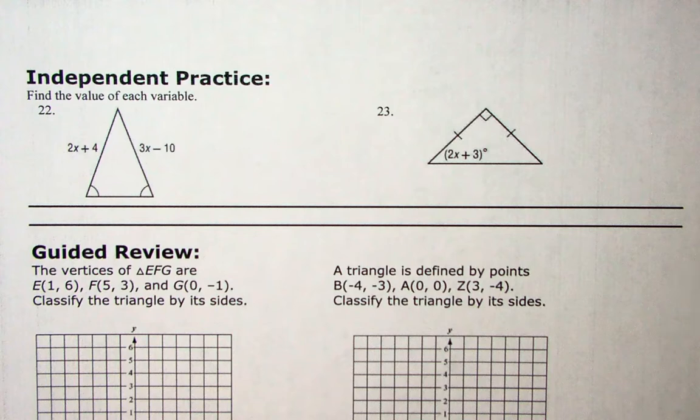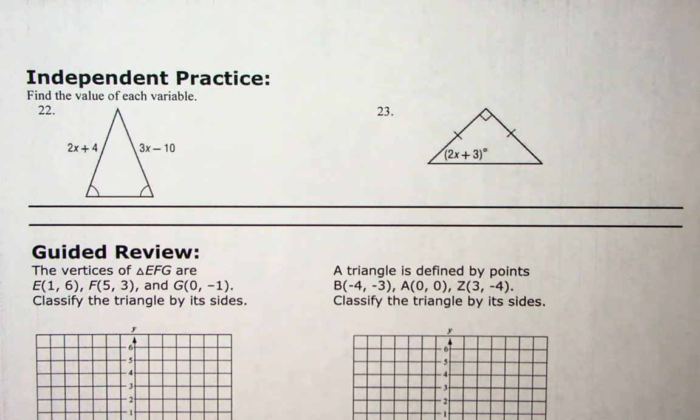All right, for our last guided review, this is kind of an interesting take on these types of problems. Let's look at these carefully. The vertices of triangle EFG are given by E is at 1, 6, F is at 5, 3, and G is at 0, negative 1. Classify the triangle by its sides.